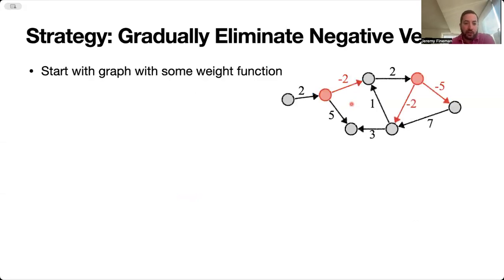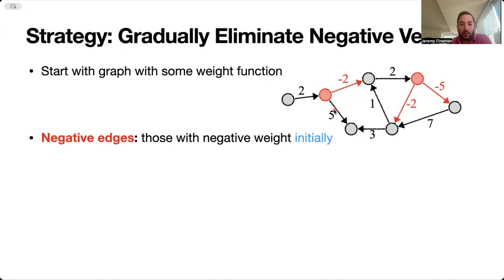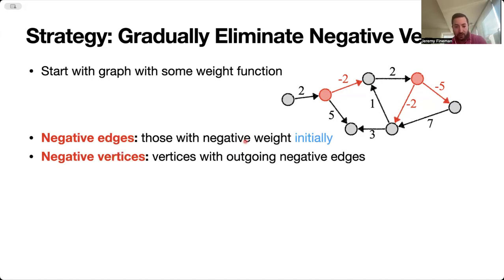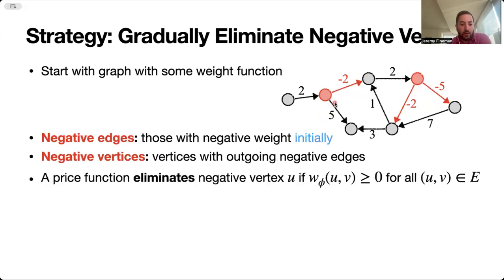Okay, so the general strategy is going to be to try to do this more gradually, but hopefully more efficiently as well. So I'm going to start with a graph that has some weight function. Some of these weights will be negative initially. I'm showing all of these negative weight edges as being red in my pictures. Negative edges are those that are initially negative. The negative vertices are those vertices that have any outgoing negative edges. So these two vertices in this picture.